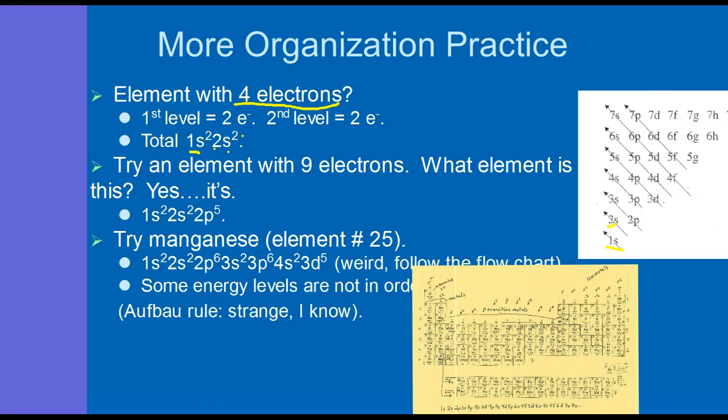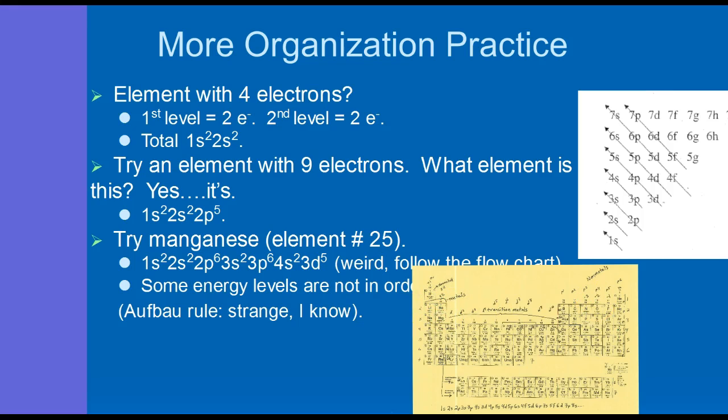2 plus 2 is 4, so we've reached 4 electrons. These are all neutral atoms, so 4 electrons would mean it has 4 protons. I might ask you, what element is that? So you find element number 4: 1, 2, 3, 4, it's beryllium.